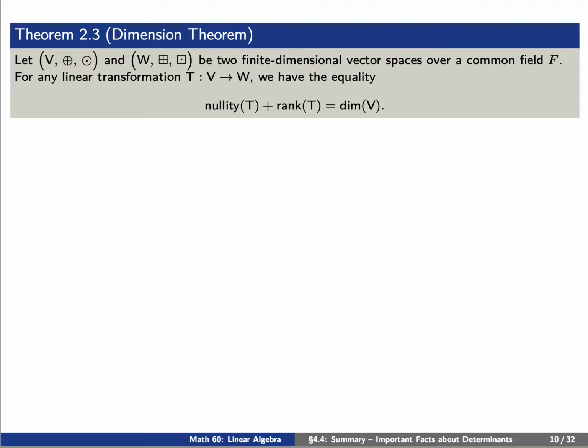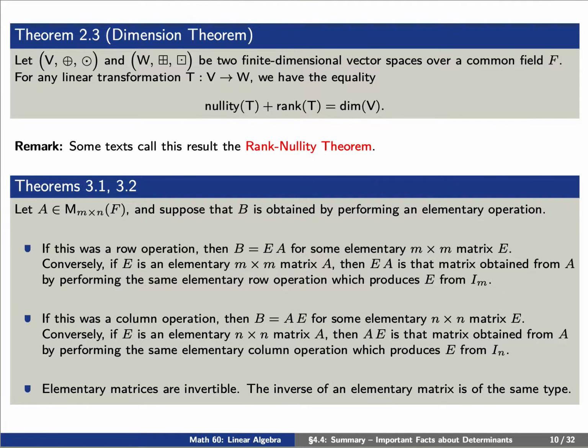Let's start with an early result, what we call the dimension theorem. Theorem 2.3 says that if we have two finite dimensional vector spaces V and W, then for any linear transformation T between them, the nullity of T plus the rank of T is the dimension of V, the domain. Some texts call this the rank nullity theorem.